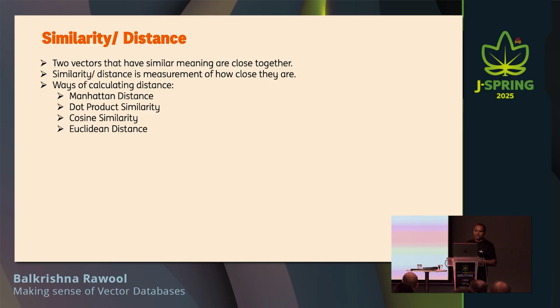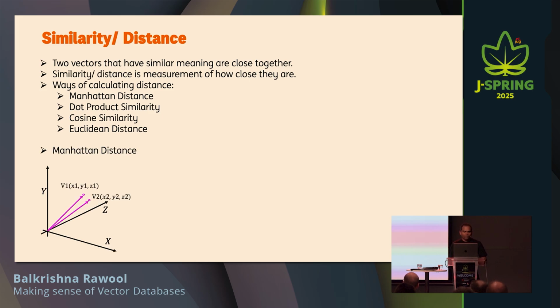And there are many ways of calculating the distance or similarity. Some of them are listed here, and we'll go through them one by one, and we'll understand what these measurements are, starting with Manhattan distance. So for these two vectors, v1 and v2, which are in this three-dimensional space, the Manhattan distance between these two vectors is basically sum of their distances along these x, y, and z axis. So that would be this.